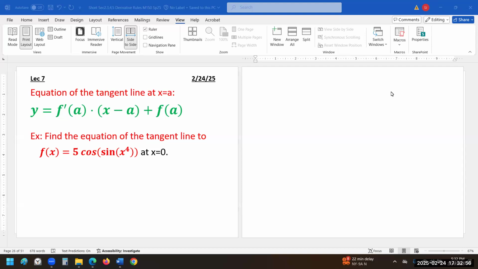Hmm? Greatest integer function? You don't like that function? No? Okay. I'm not gonna put that in the exam then.